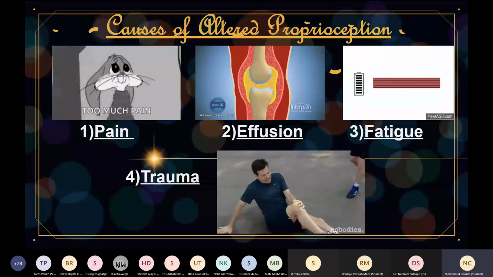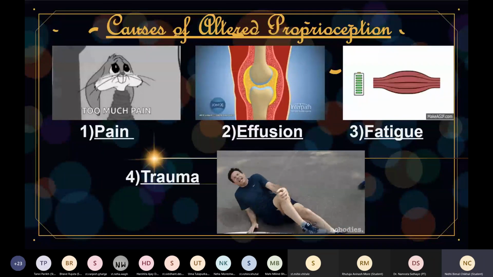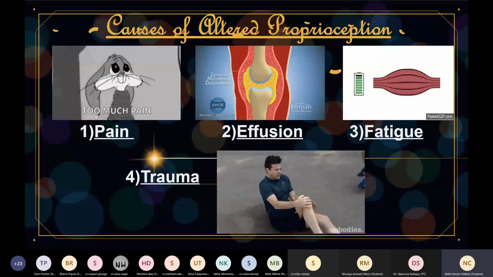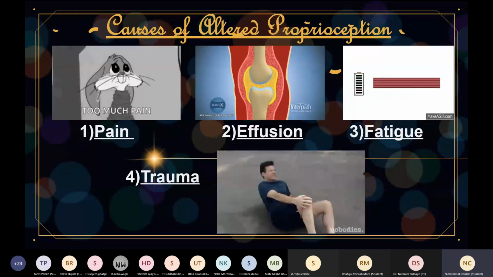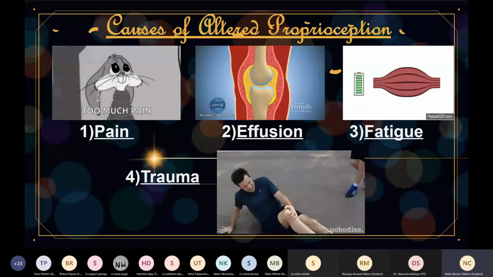Next is joint effusion. Joint effusion refers to the swelling within the joint capsule, which is common after ACL or PCL injury in the knee joint. Joint effusion will cause inhibition of the skeletal muscle, mainly quadriceps, and therefore impair proprioception.